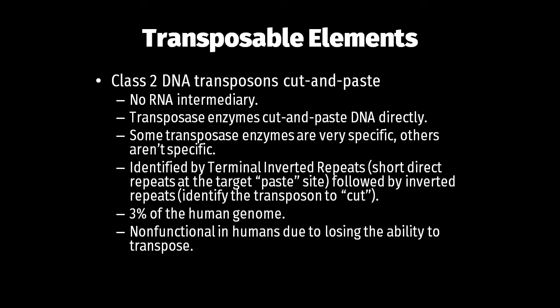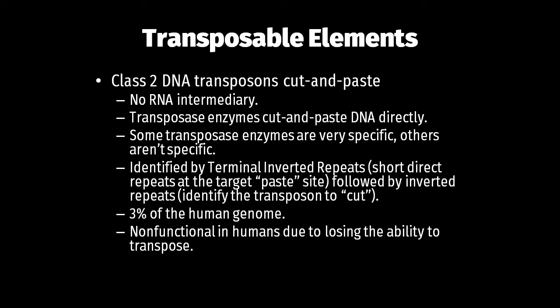Class II transposons, called DNA transposons, cut and paste themselves in the genome. They do not rely on an RNA intermediary and instead rely on several transposase enzymes which perform the cut and paste operation directly on the DNA itself. Some transposase enzymes are very specific in the sites that DNA is pasted to, while others are not very specific, pasting DNA at random. DNA transposons can be identified by terminal inverted repeats, which are short direct repeats at the target paste site, followed by inverted repeats which help the transposase identify and cut the transposon.